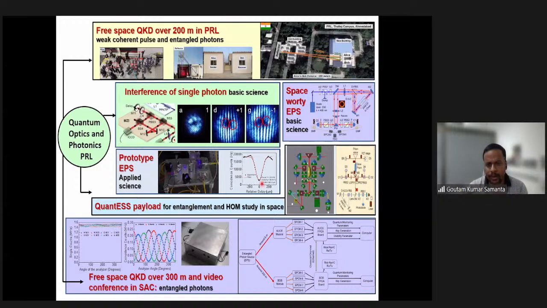Then we also study Hong-Ou-Mandel interference of the photon pair. Due to their bosonic nature, as Philip was also explaining, the photons show bunching. When these photons are completely indistinguishable in time and almost all degrees of freedom, there will be zero coincidence. If you keep changing the delay or adding distinguishability, they will have some coincidence.